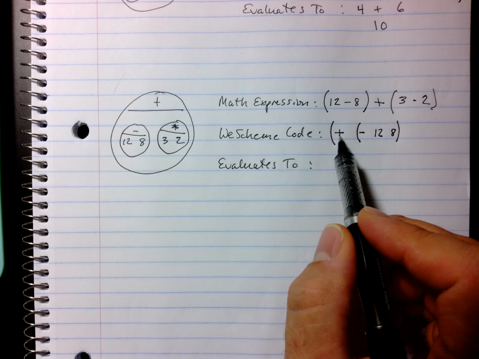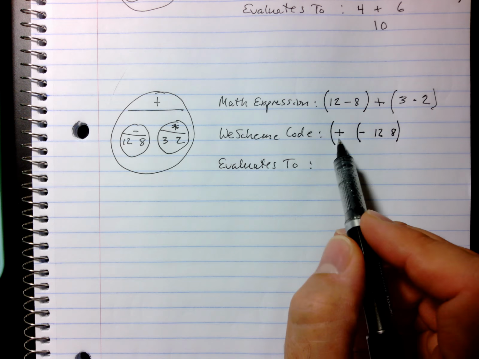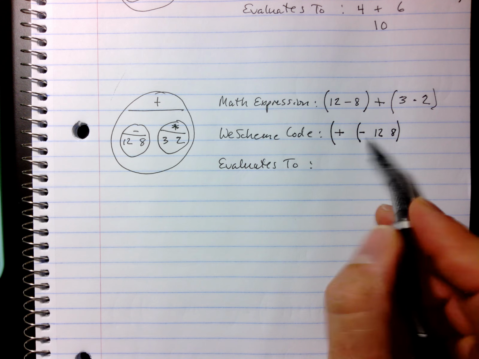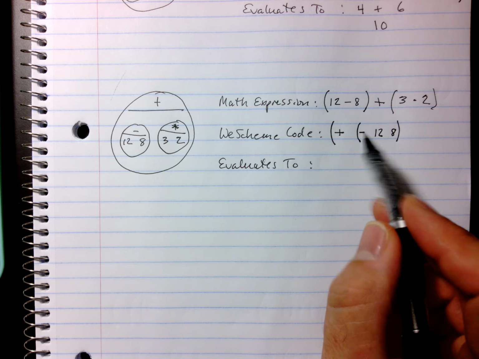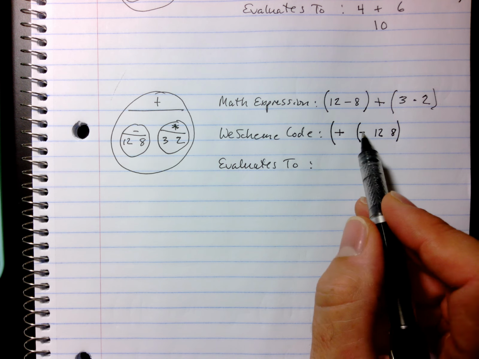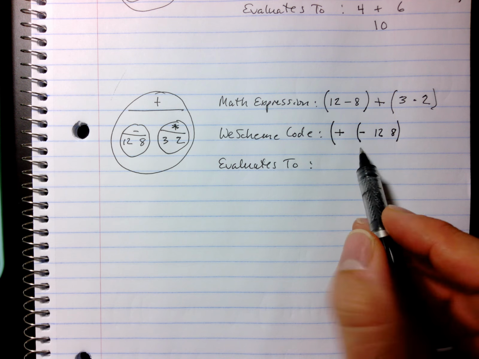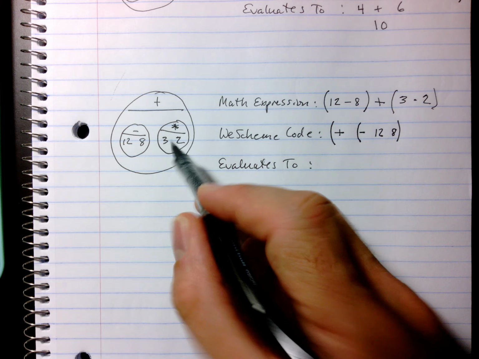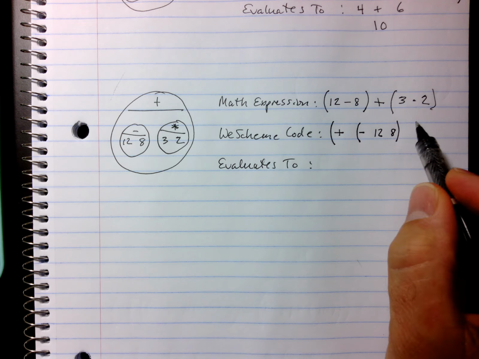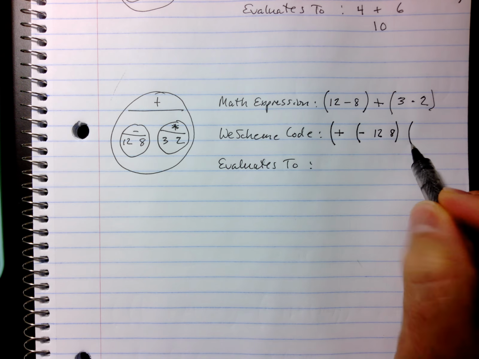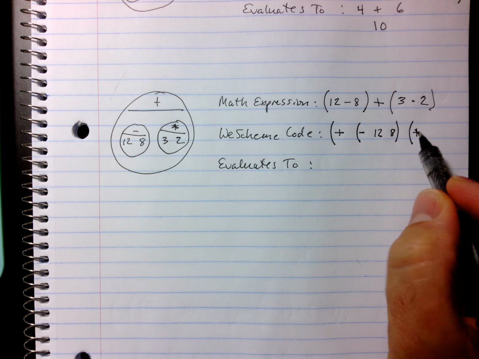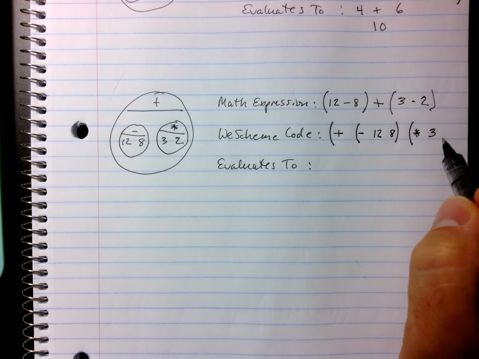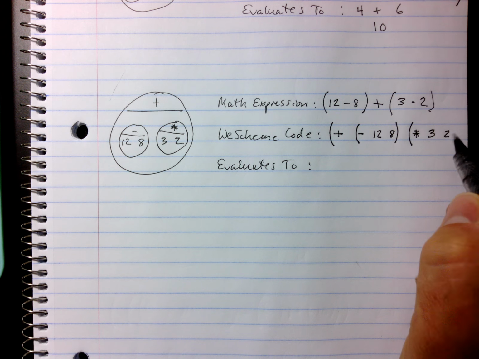So real quickly, we're going to add two things. The first thing is this thing here that we're telling the computer that we want to subtract 8 from 12. So you put the subtraction function sign first. And now, what are we adding to this? Well, we're going to add this second circle of evaluation, which we take a space, we do another parentheses, the function is the multiplication, we need a space and a 3, a space and a 2.